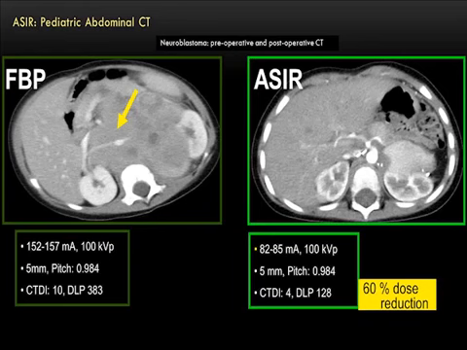This patient had a large soft tissue mass, which was probably neuroblastoma, and a pre-op CT was done with filtered back projection. The mA was around 160 with a kV of 100, and the post-op scan was done with 80 mA, everything else the same. The CTDI dropped from 10 to 4, roughly 60% dose reduction, with pretty comparable image quality, and I think noise is pretty much the same in the liver.